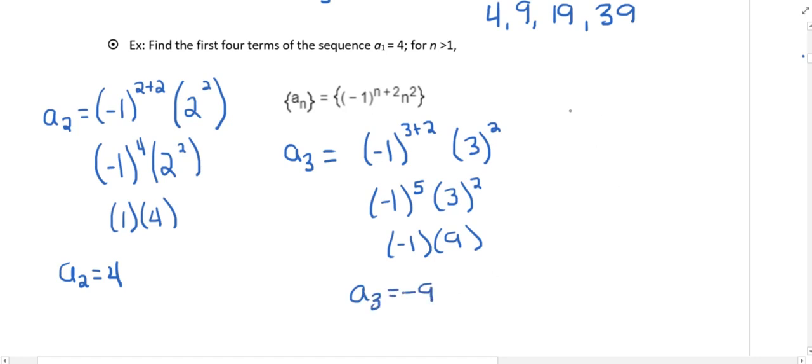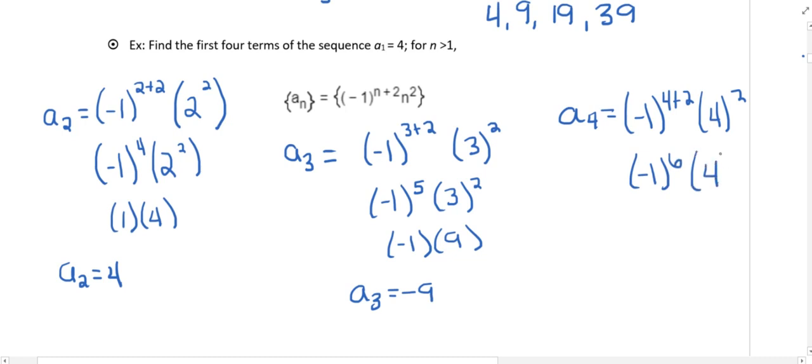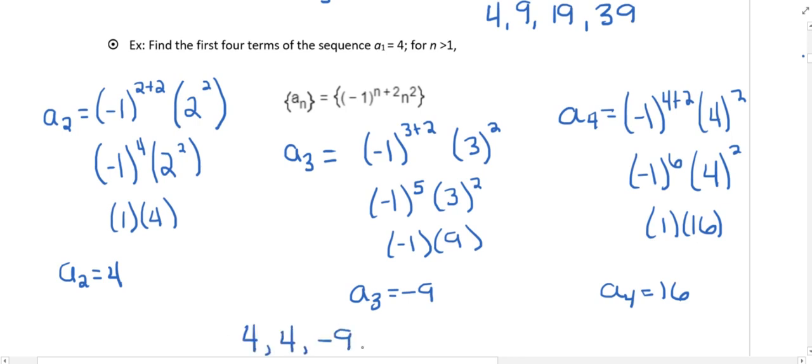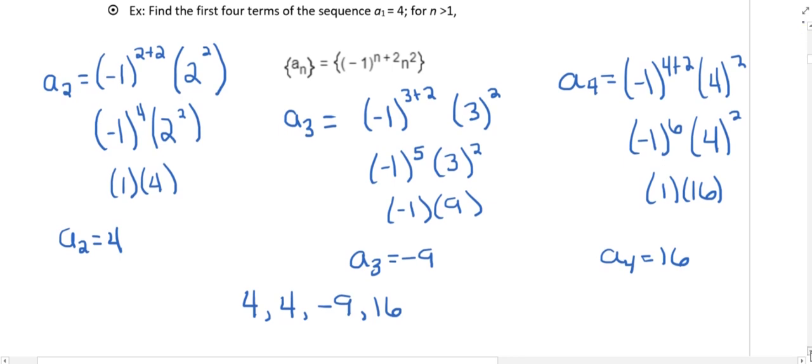And then we'll do our 4th term here. Let's see here. Negative 1 to the 4 plus 2. And then 4 squared. So negative 1 to the 6. It's going to give me a positive 1. 4 squared, 16. So a sub 4 is going to be 16. And then you can start to see the formula here. You have the first term is 4, second term is 4, third term negative 9, fourth term 16. So it looks like it's the square of the term, and then you're just doing opposite here. So the next one would probably be negative 25, then positive 36, etc.